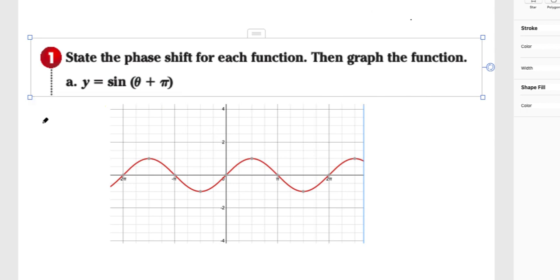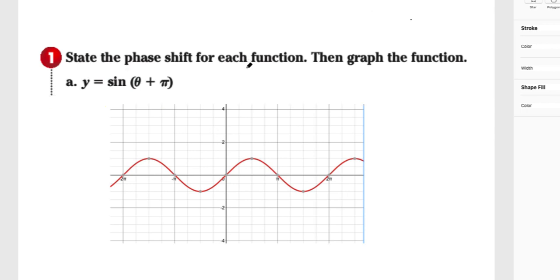Okay, so in this example, we're asked to state the phase shift for each function and then graph the function. So we've got two parts. Part A is the sine of theta plus pi. Let me be clear: phase shift refers to a horizontal shift, that C value. So we're trying to figure out what shift is going to happen. When we add the pi, it's going to shift to the left by pi.